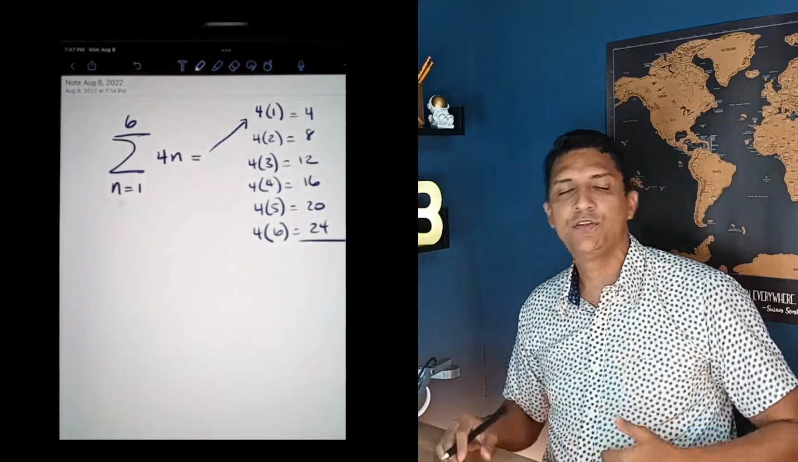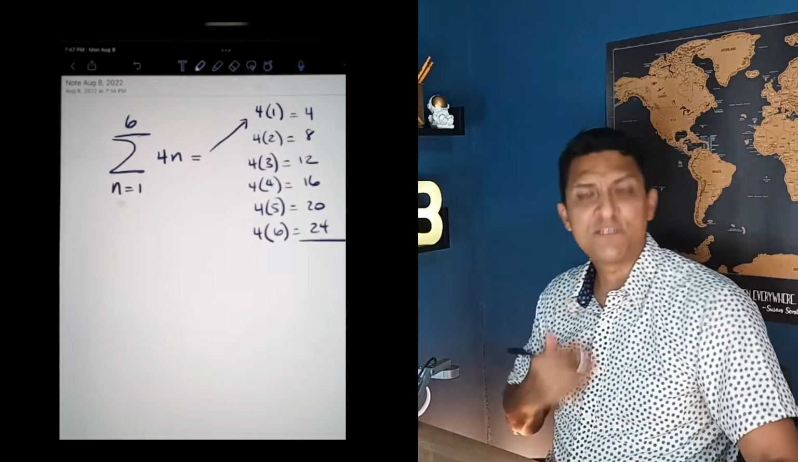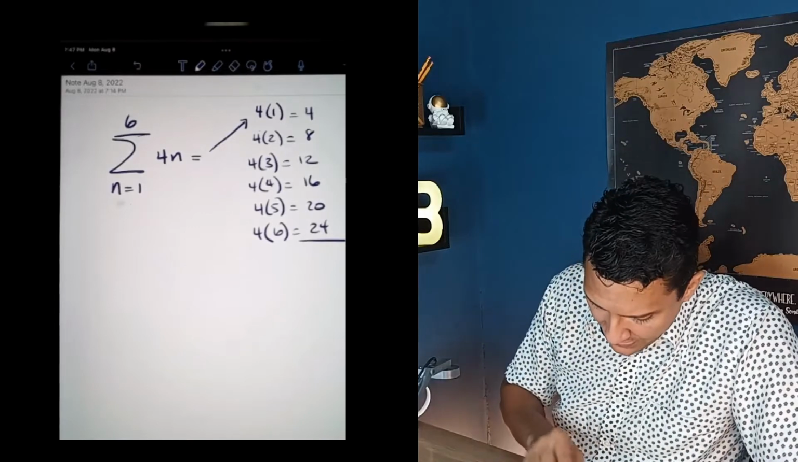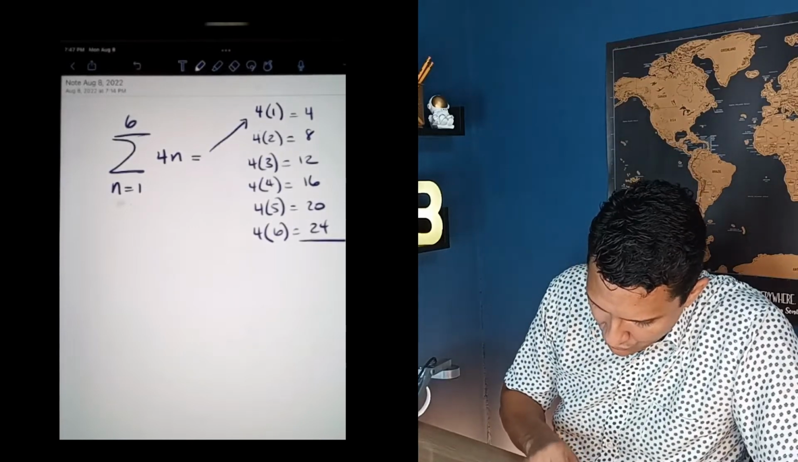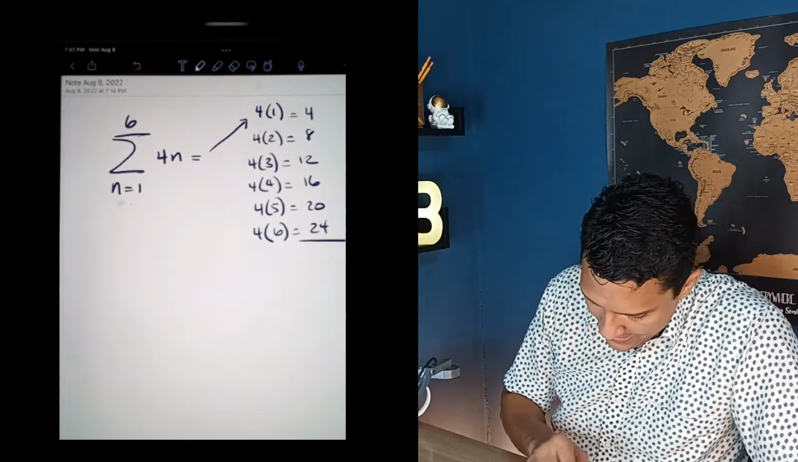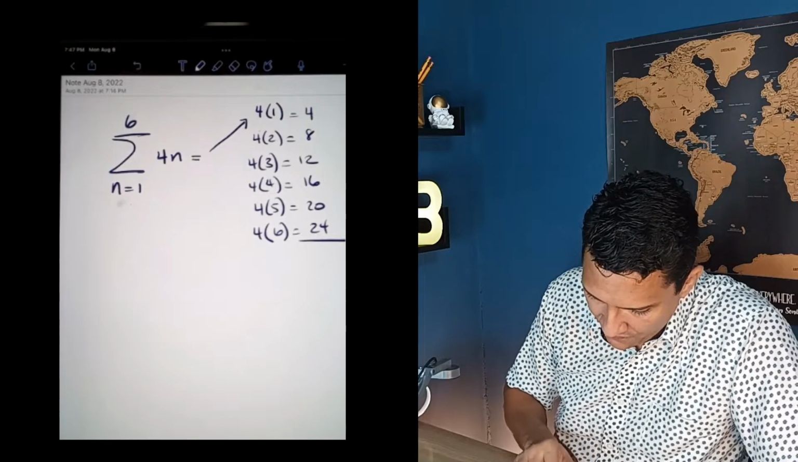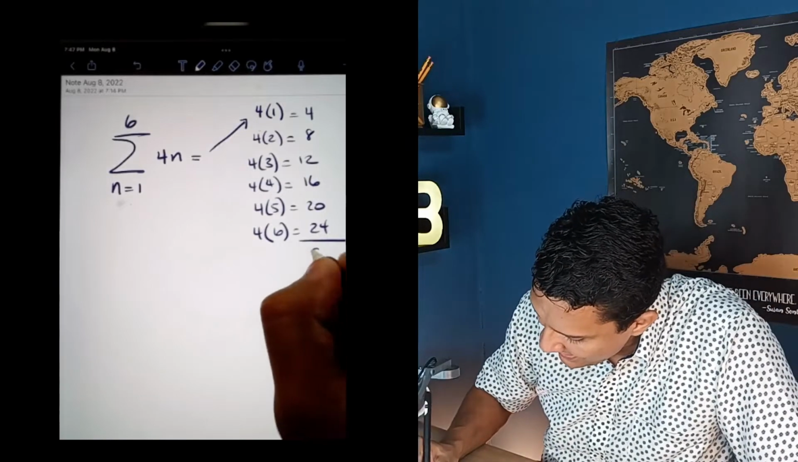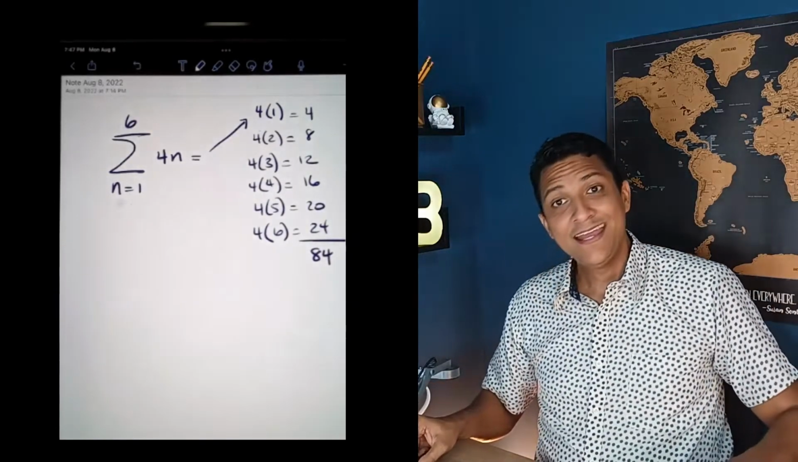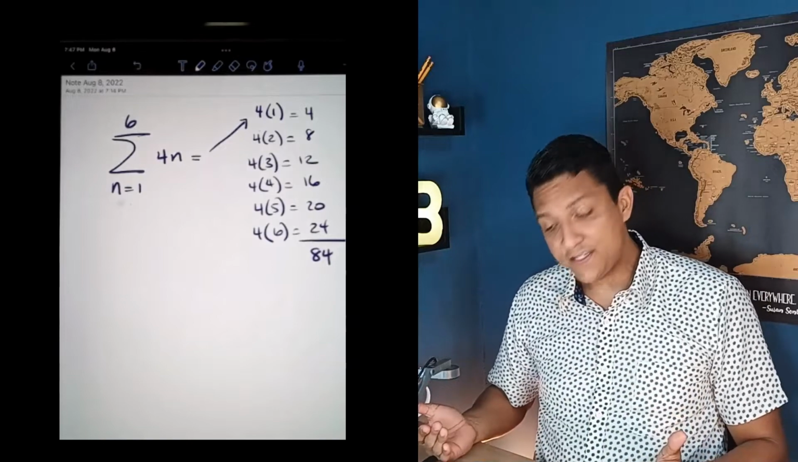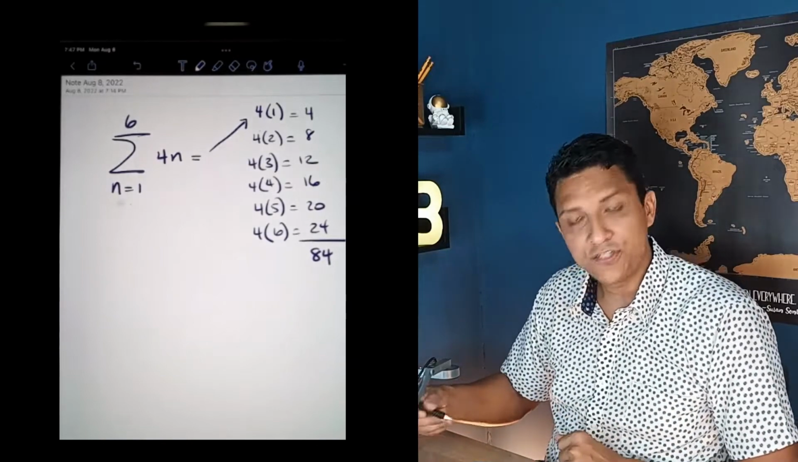And now what we need to do is add all these numbers. I'm going to use the calculator. Okay, so 4 plus 8 plus 12 plus 16 plus 20 plus 24. Okay, and that is going to be 84. So basically this is the answer of this notation.